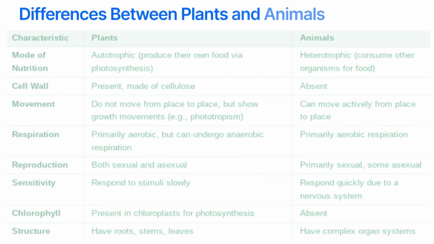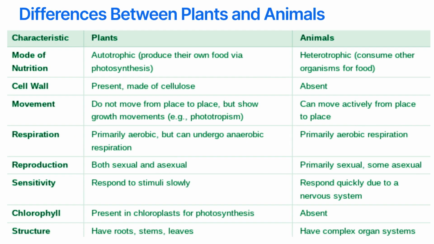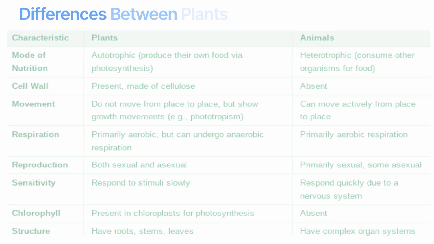Though plants and animals share fundamental characteristics, they differ significantly in aspects such as movement, nutrition, and reproduction. Pause and study the table to learn about these differences.